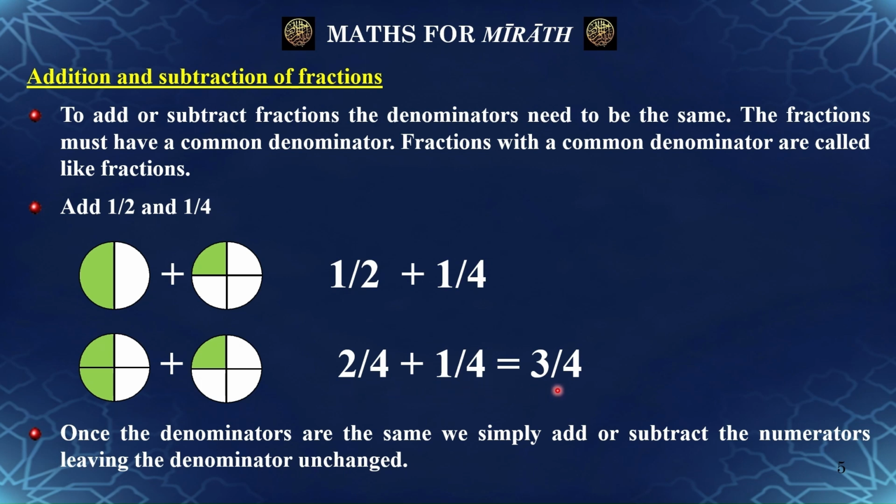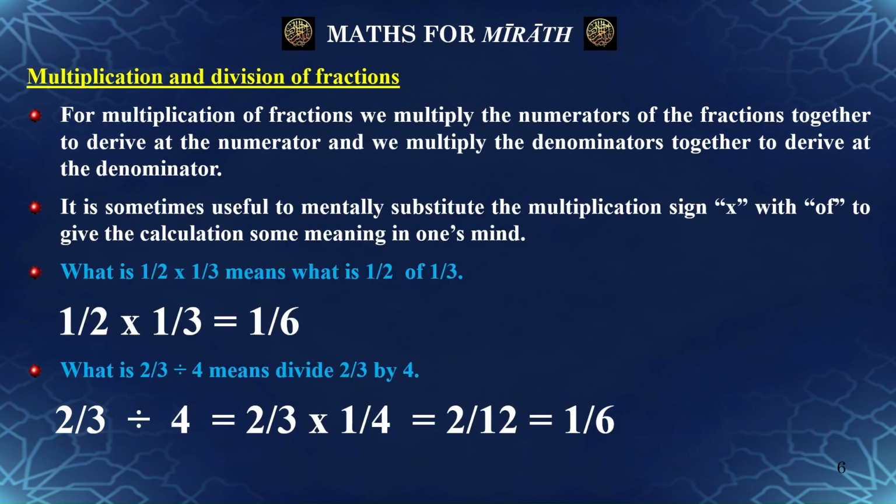For the multiplication of fractions, we simply multiply the numerators of the fractions together to arrive at the numerator, and we multiply the denominators together to arrive at the denominator. It is sometimes useful to mentally substitute the multiplication sign with "of" to give the calculation some meaning in one's mind. For instance, 1/2 multiplied by 1/3 means 1/2 of 1/3. We multiply the denominators 2 and 3 to get 6, and we multiply the numerators 1 and 1 to get 1. So 1/2 multiplied by 1/3 is 1/6.